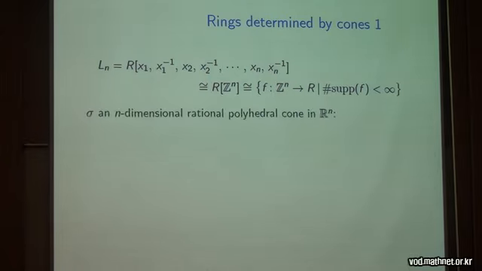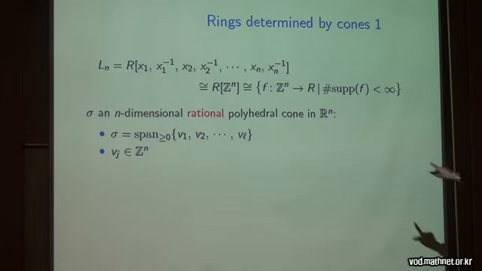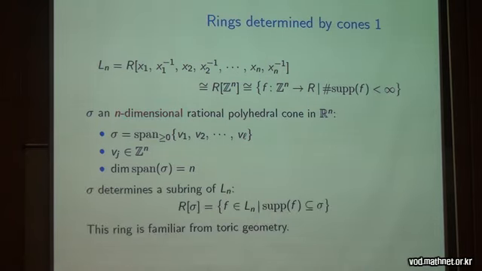Okay, that's pretty standard. And then if you have an n-dimensional rational polyhedral cone, sigma, so sigma is the positive span of a finite bunch of vectors. All these vectors are in Zn, right? So the first thing is the polyhedral cone. The second condition here that the Vj can be chosen integral, that's the rationality. And I want a span of sigma, meaning the span of these vectors, to be all of Rn. So that's an n-dimensional polyhedral cone, and that determines a subring of Ln.